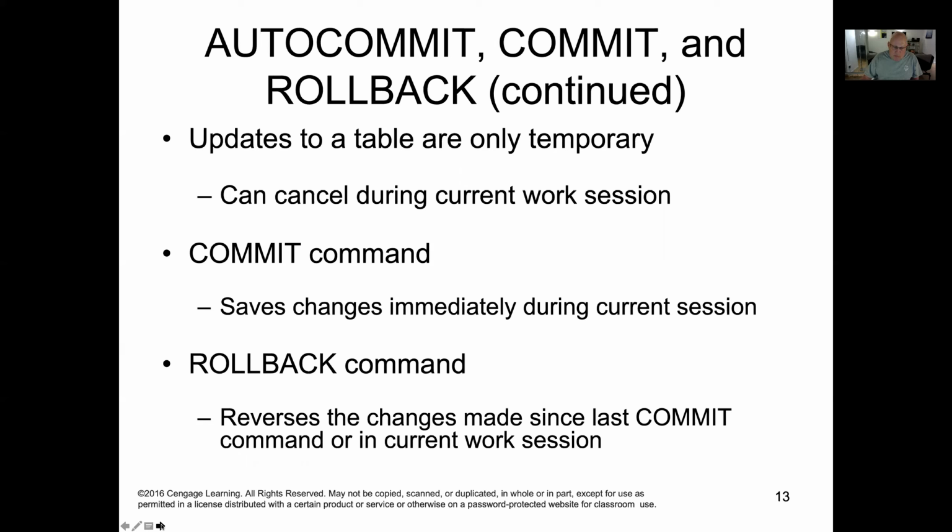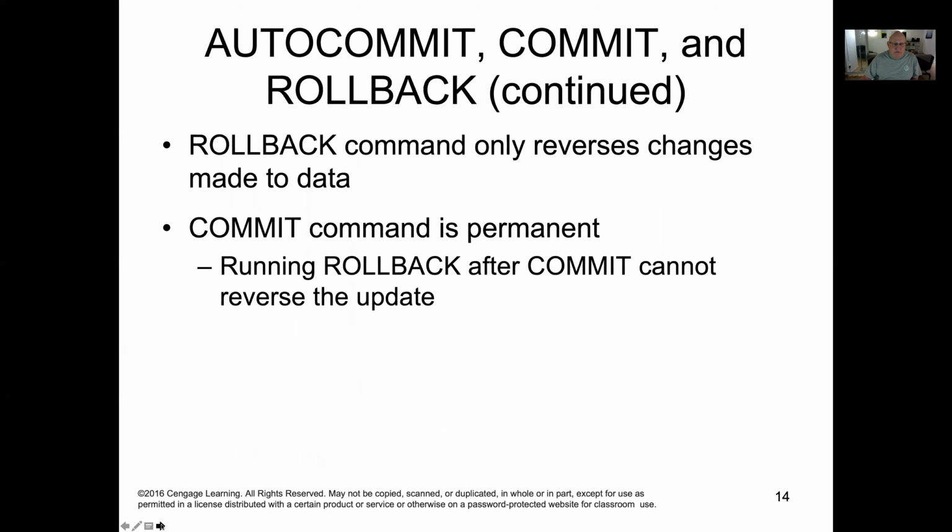The rollback command reverses the changes made since the last commit. Let me repeat that. The rollback command reverses the changes made since the last commit command or in the current work session. Autocommit, commit and rollback continued. The rollback command only reverses changes made to the data. The commit command is permanent. Running rollback after commit cannot reverse the update.